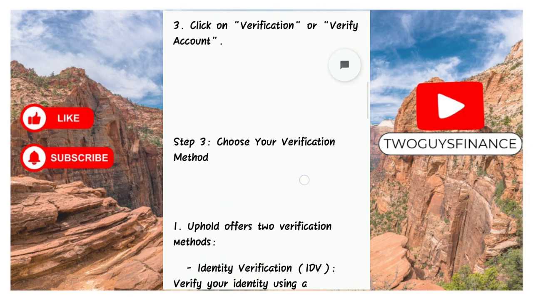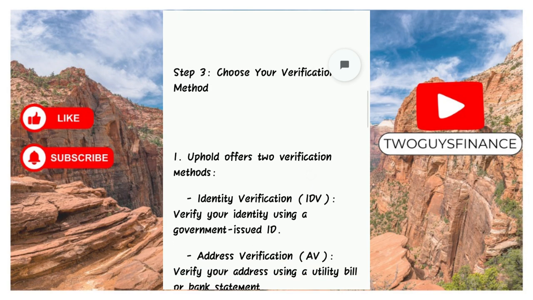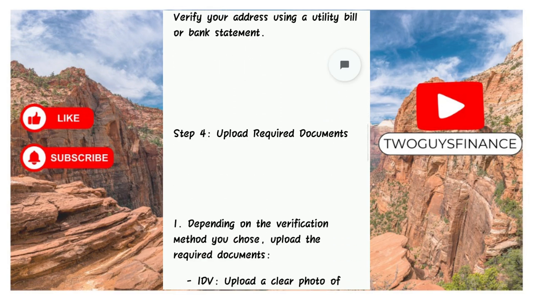Now the third step is to choose what verification method you want to use. Uphold offers two verification methods. You could use identity verification, where you verify your identity using a government issued identification card. That could be a passport, driver's license, or whatever. Or you could use address verification, where you verify your address using a utility bill or a bank statement. Whichever one you want to use, just go ahead and use that.